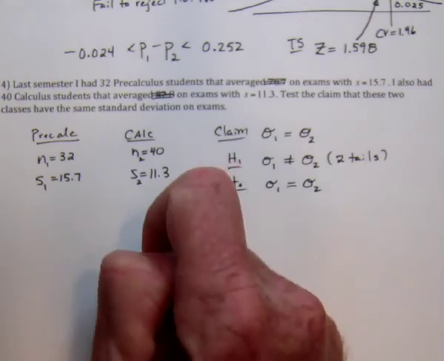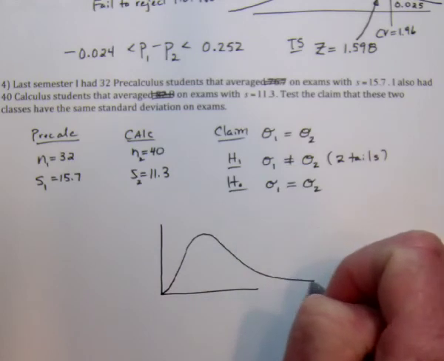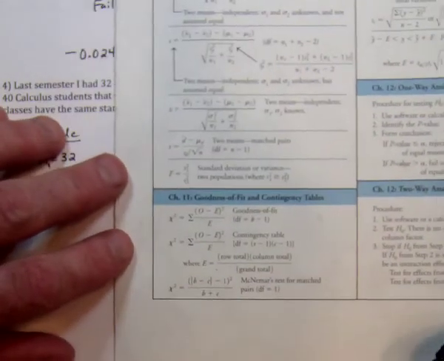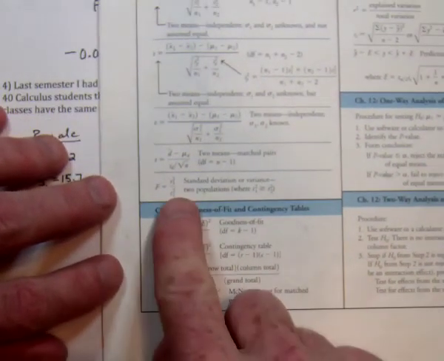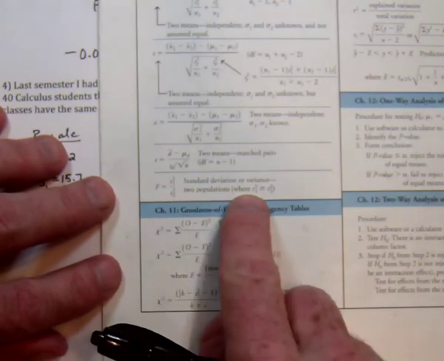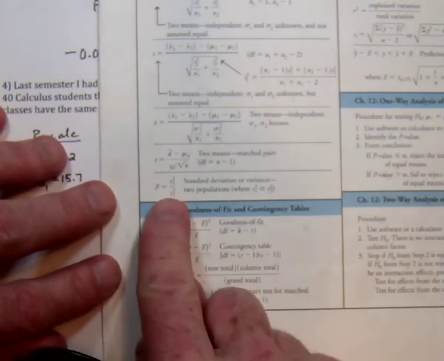And then for the distribution, well, let's see. When it's about standard deviation, there's 2 possibilities. It could be chi-squared, or, if you look at your formula card, when you've got two populations, you've chosen that group number 1 is bigger than group number 2, then here's the test statistic.